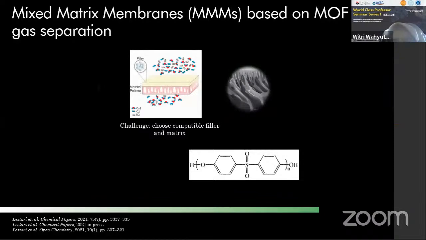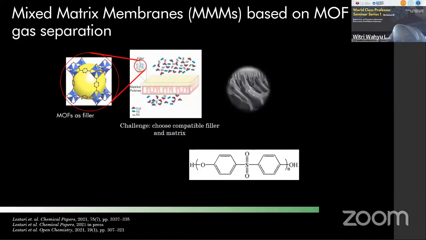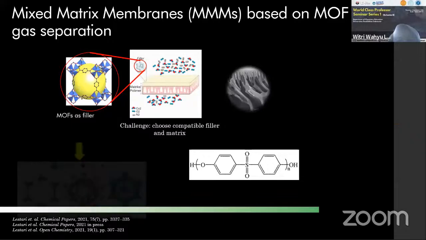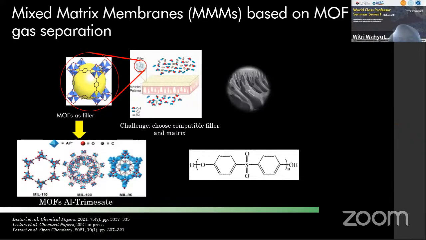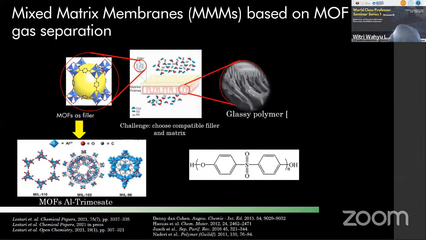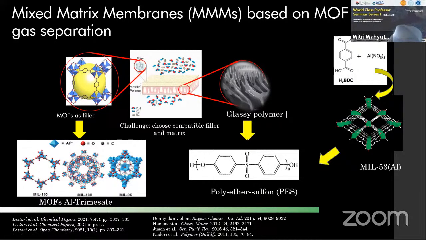And the nice one here is we can also combine the MOF as filler with a polymer matrix to be used as a hybrid membrane, or we can call it a mixed matrix membrane. And we tried to use 3 different MOFs here. We use MIL-100 Al, we use aluminum, and then MIL-96 Al also, and we tried also MIL-53 Al, and we use polyethersulfone as a glassy polymer.